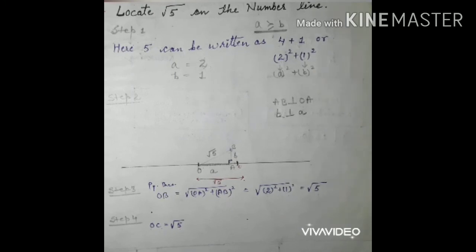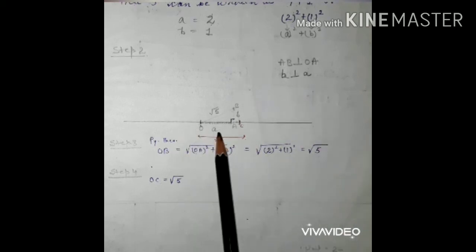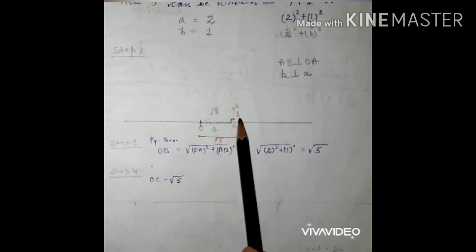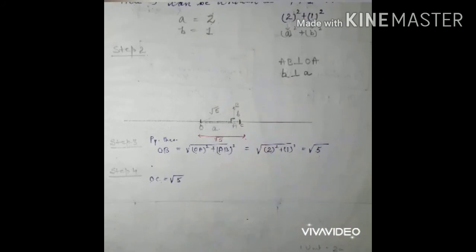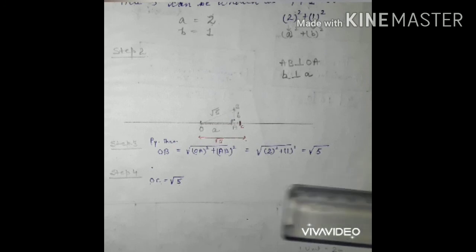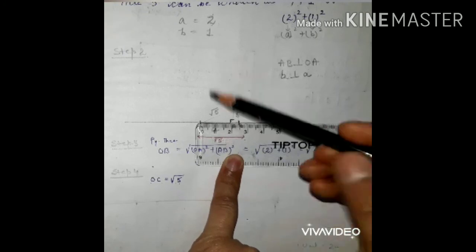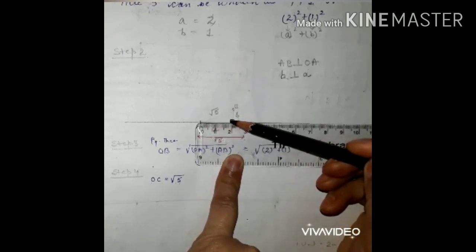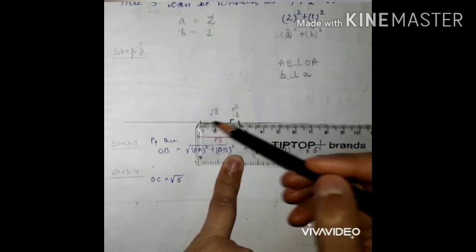Now the second step: we will draw a line, that will be your number line, the horizontal line represents A and the vertical is your B. That means A is how much length? 2 centimeters. So with the help of the ruler, mark 0 here and put 2 here, so 0 to 2 is your A, because A is 2 centimeters.